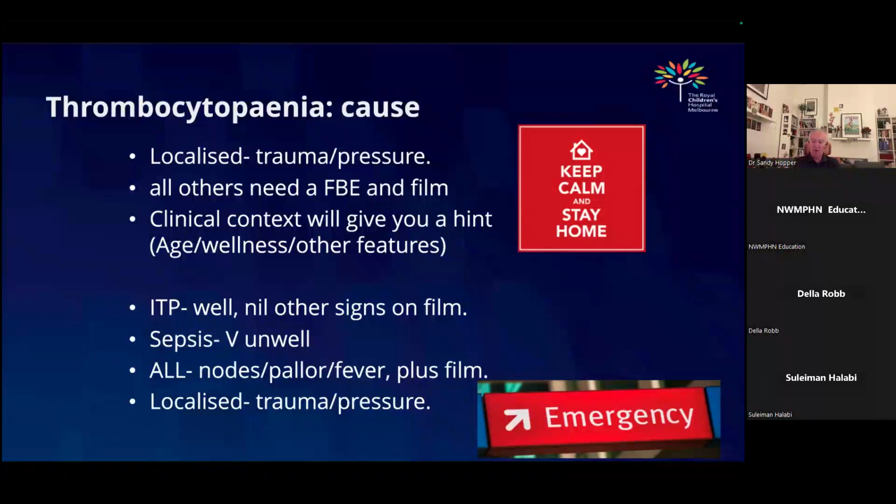If they're very unwell, then yes, sepsis with DIC for sure. If they've got nodes, pallor, fever, enlarged liver, enlarged spleen, then you're thinking acute lymphoblastic leukemia. And as I said before, if it's localized to, say, just the lower limbs in the right context, then we would talk about hormone pressure.